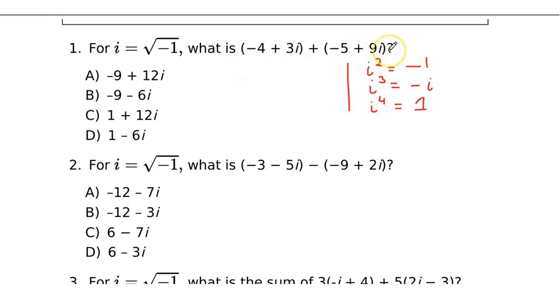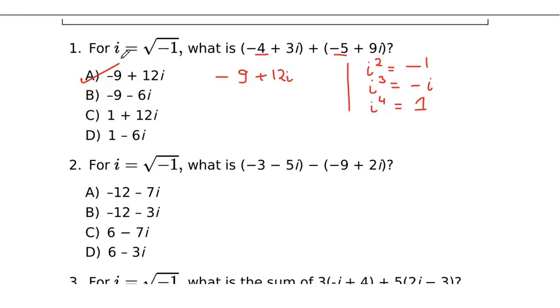Find the value of this. Now here we'll add them up like we generally add. We'll add the real numbers together and the imaginary numbers together. So this will give us negative 9. This would be 9i plus 3i, that is plus 12i. So this is going to be the answer, negative 9 plus 12i.